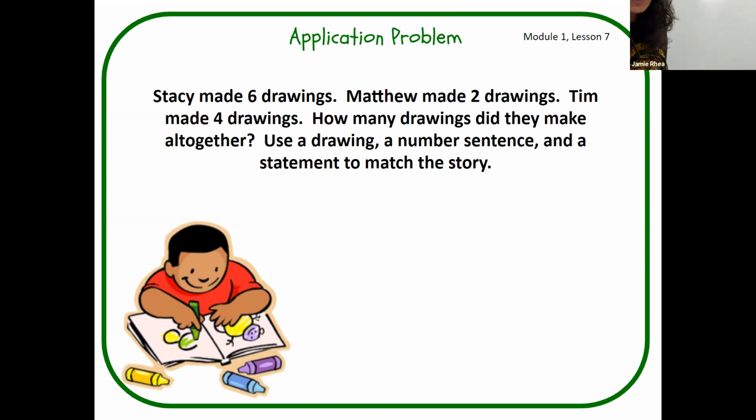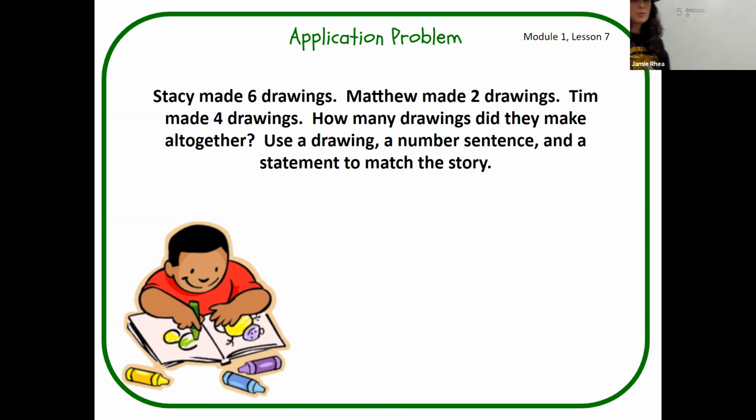Okay, now let's go back and look for clues. Stacy made 6 drawings. Is there a clue there? Yes, Stacy made 6 drawings. So I'm going to draw and label. Okay, so we're going to put S for Stacy. Make sure you can see that. Let me zoom in a little bit more. All right, and I'm going to draw 6. 1, 2, 3, 4, 5, 6. Okay, there's my 6. Let me switch markers. This one's not very dark.